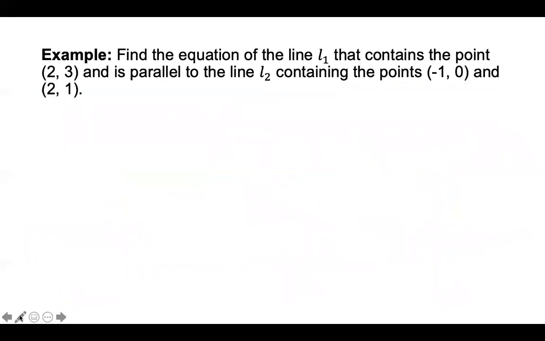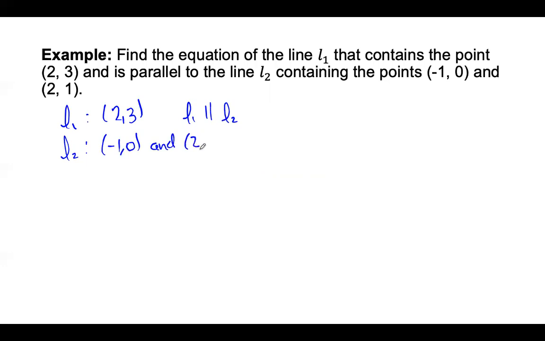Just as a reminder: find the equation of a line that contains this point and is parallel to this other line that contains these 2 points. We can quickly do this. So we have L1 containing this particular point, 2 and 3. And we want L1 to be parallel, we use this notation, to L2. And L2 is the points -1, 0 and 2, 1.